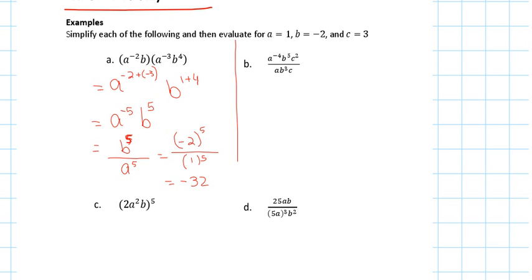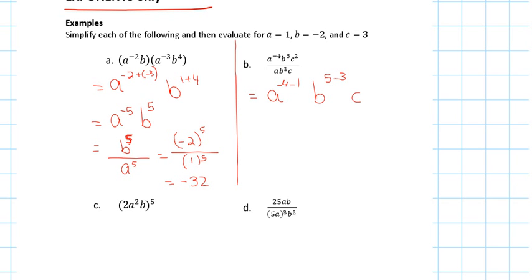Okay, let's look at the next one. What would you do with that one? You have a division. So what do you do with the exponents? Subtract. So you're going to take the exponent with the same base, and subtract. So negative 4 minus 1. And then b, what? 5 minus 3. And c, 2 minus 1. Okay? So that's negative a to the power of negative 5, b to the power of 2, c to the power of 1.